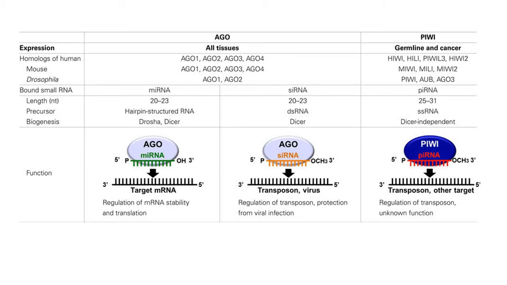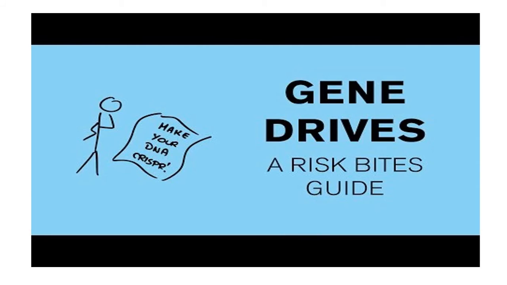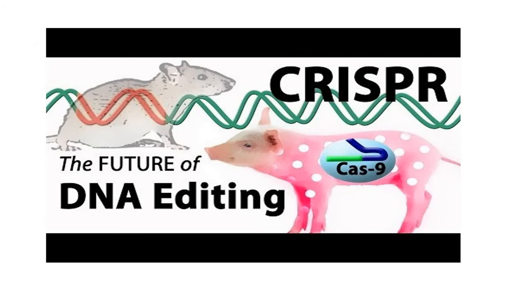Because they are expressed in the germline and lead to condensation of the chromatin, they might have some specific functions in the germline cells. All right, so this is all about the non-coding RNAs that we're going to talk about.